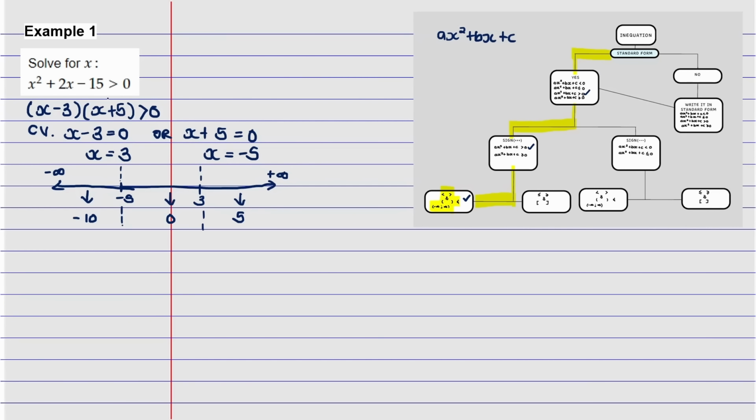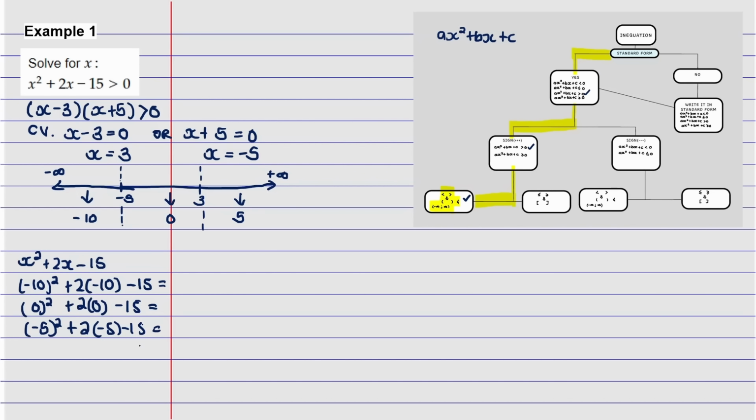Then you're going to take the function that you put in standard form, if you need to put it in standard form, and substitute the numbers that you picked. So we know this is x squared plus 2x minus 15. Now we substitute negative 10. So it's negative 10 all squared plus 2 times negative 10, minus 15. Then 0 squared plus 2 times 0, minus 15. Then the last one is negative 5 all squared, plus 2 times negative 5, then minus 15.